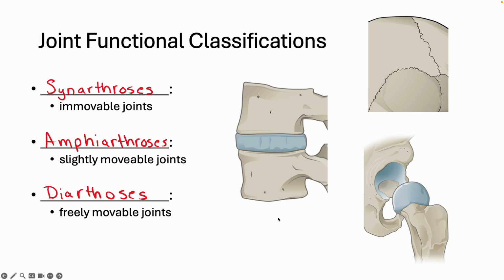And then finally, we have diarthroses, which are freely movable joints. These are going to be the joints of like your shoulders and your hip and femur joint, which allow for a wide range of motions.